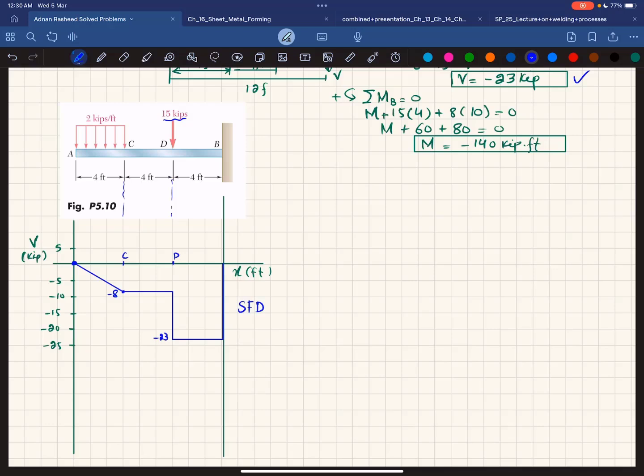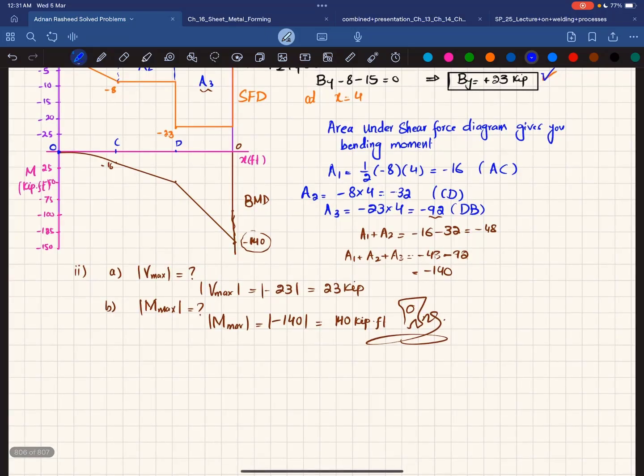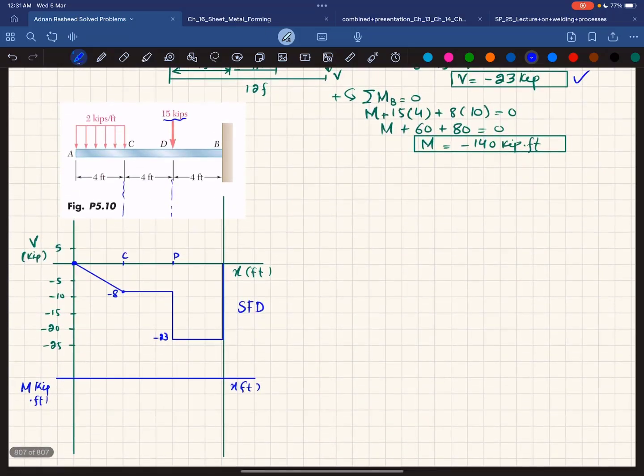Okay. Now we'll draw the bending moment diagram. For the bending moment diagram, you have X in feet, and on the y-axis you have moment, which will be in kips into feet. So what we will do is, due to limitation of space, we will take minus 50, minus 100, minus 150, and minus 200.